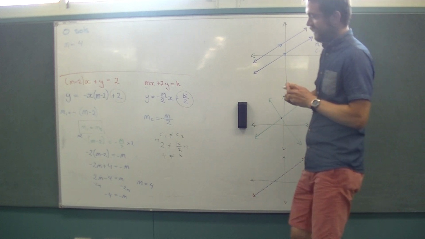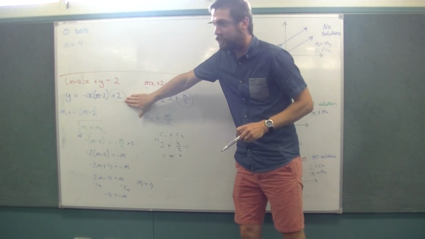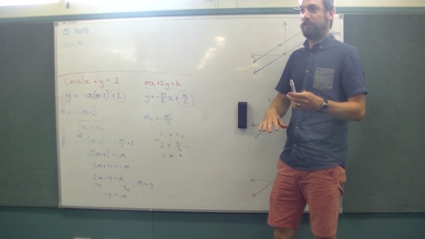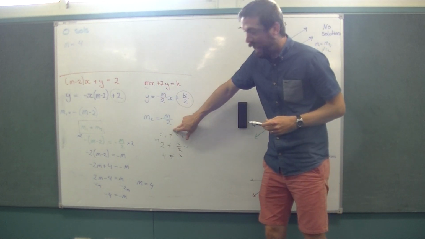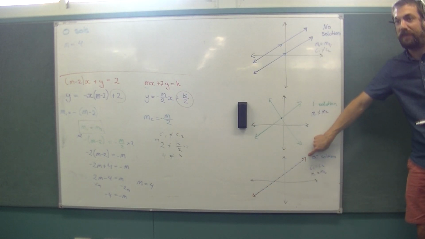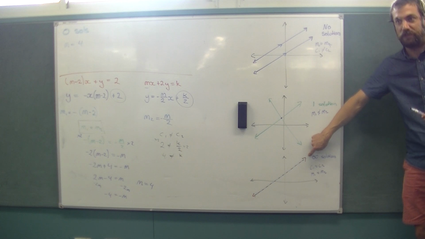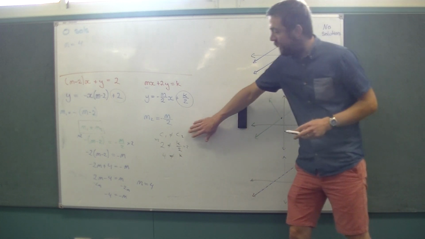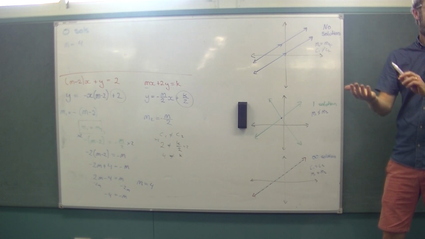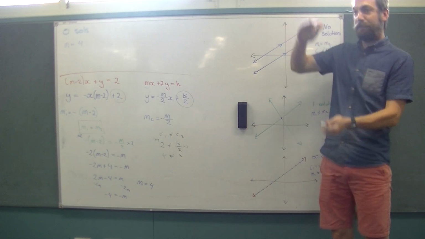So I take C1 from the first equation, which is 2, and C2 from the second equation, which is k over 2. They cannot be the same number. If they are the same number, they have the same equation, which means that there are infinite solutions. If they are different numbers, we have no solutions, because the gradients were already the same. So I have to move one line up or down.